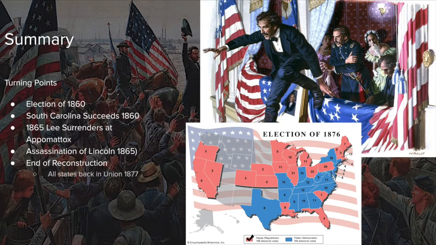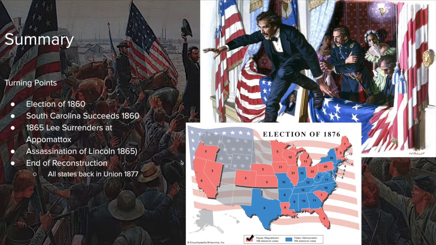Now it's important to note that all states are going to be back in the Union by 1877, but if you take a look at a map of the election of 1876, right, just before all the states are back, you can see that the political lines are still pretty clearly drawn between North and South. So even though we fought this whole Civil War, that's not going to fix the sectionalism going on between the North and the South.